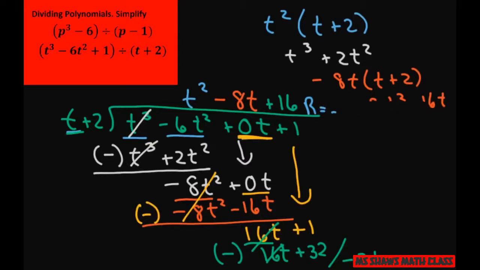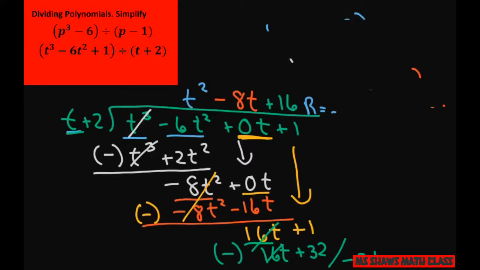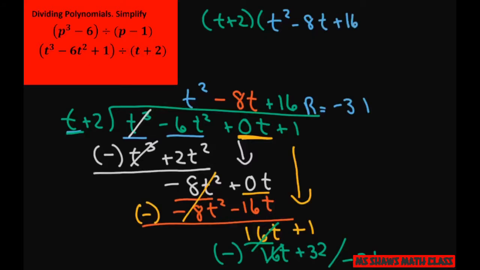I'm going to go ahead and erase this here because that was just little scratch work. So negative 31. And again, all that means is that t plus 2 times our quotient t squared minus 8t plus 16, subtract your remainder, which is 31, and that's going to give you your dividend of t cubed minus 6t squared plus 1. So that is what you want.